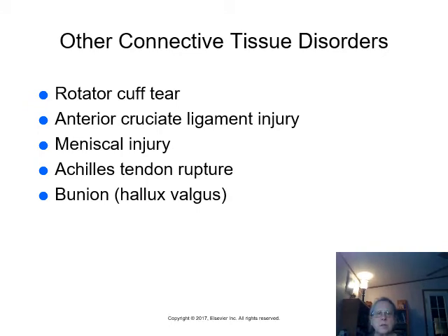Other areas, a connective tissue disorder, rotator cuff. This is more in your shoulder. If you recall, you have tendons and ligaments in your shoulder holding your humerus together, allowing it to move. Your anterior cruciate ligament and the meniscal injury, both of these are actually in your knee. So once again, those are those ligaments, tendons, and they're keeping your knee together. And so it depends on how much of a tear that is. If it is extensive, they may end up having to do surgery on that.